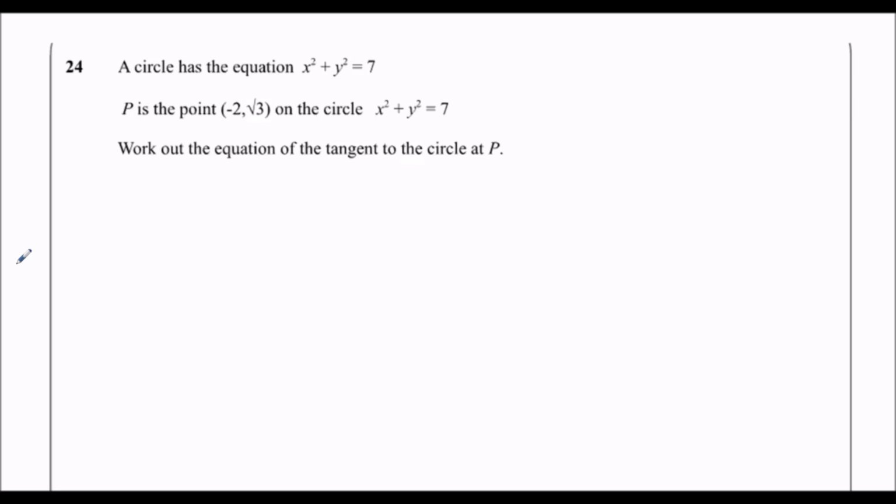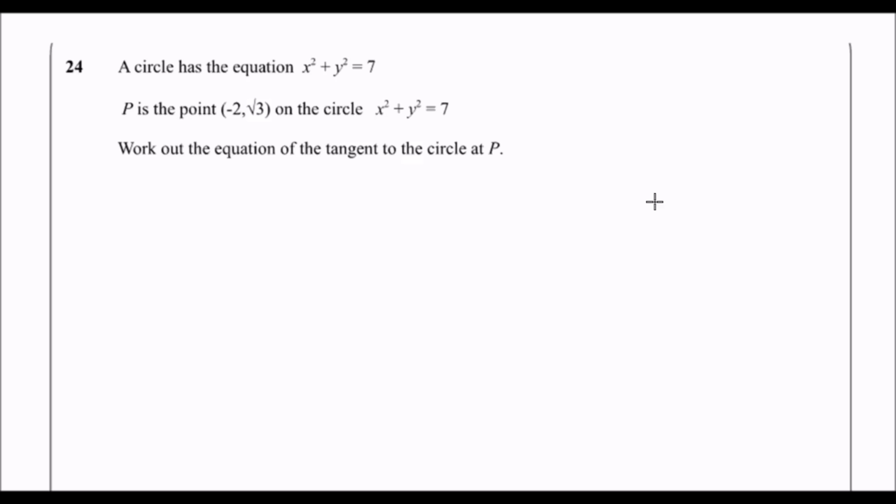So we've got a circle, question 24. A circle has the equation x squared plus y squared equals 7. P is the point (-2, root 3) on the circle. Work out the equation of the tangent to the circle at P.